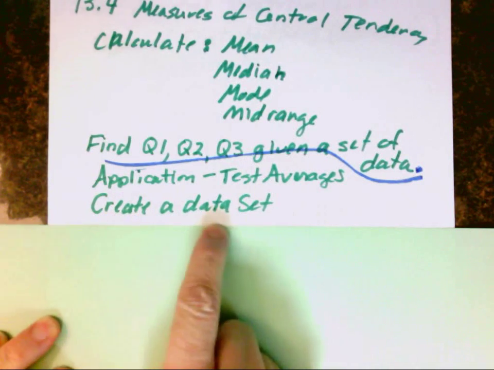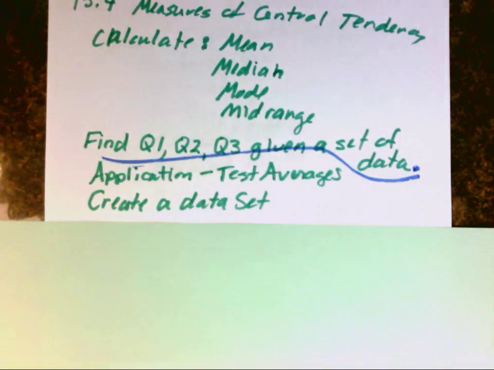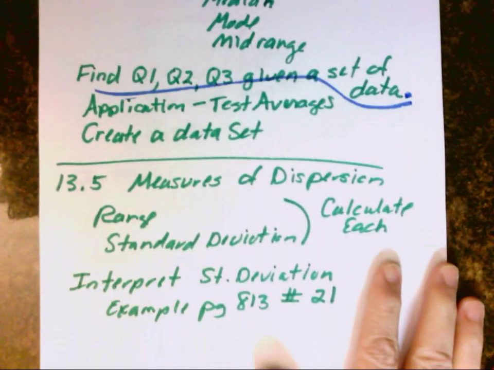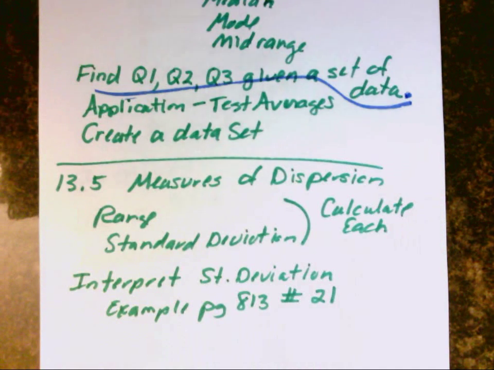You'll need to be able to create a data set. We did several of these on the recorded lecture. Review these. They give you certain characteristics, and you have to fill in the information for the data set. Okay, and the next section was 13.5, measures of dispersion.